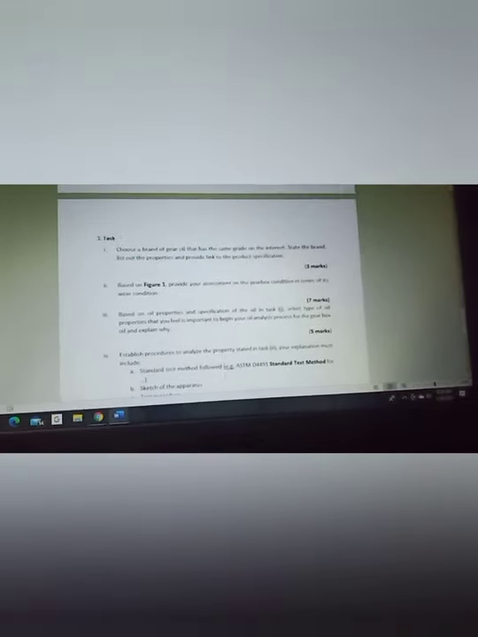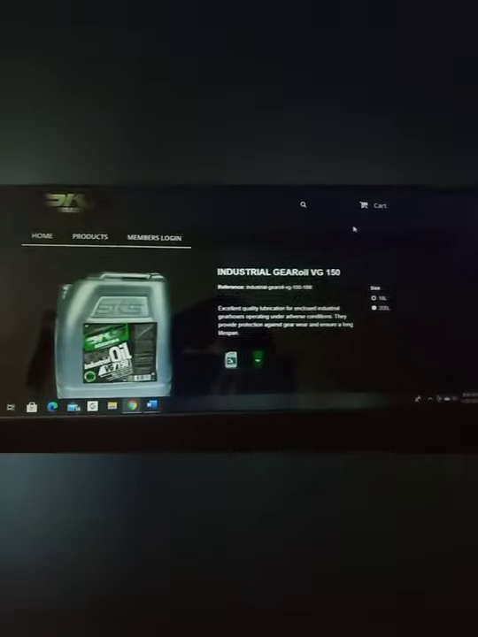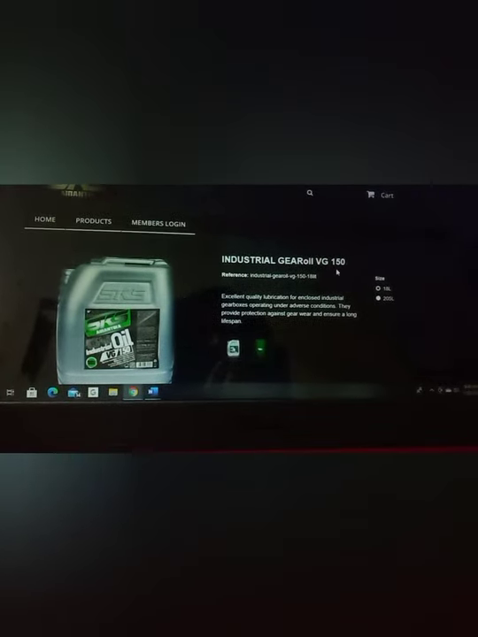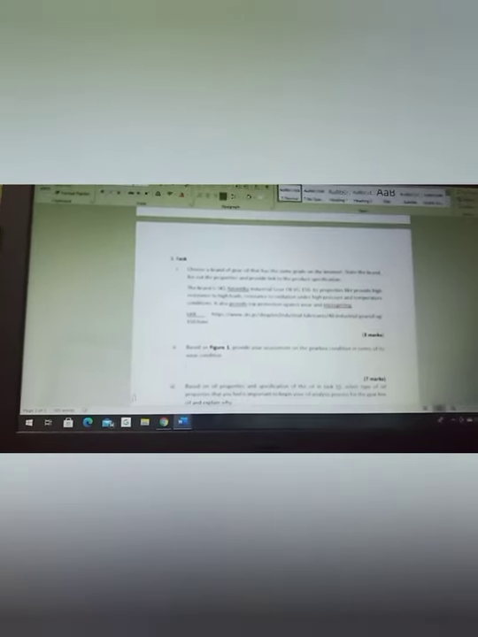Next, after we state the brand, we should find out the properties and then provide a link. So let's find what type of gear oil. Okay, so I choose this brand that has the same grade, viscosity grade 150. Its properties: it provides high resistance to high loads and resistance to oxidation under high pressure and temperature conditions, and it also provides protection against wear and micro pitting. So this is the answer.